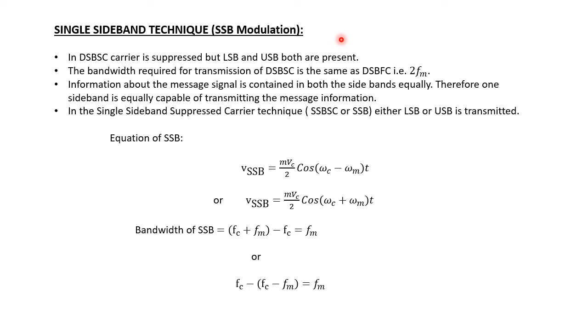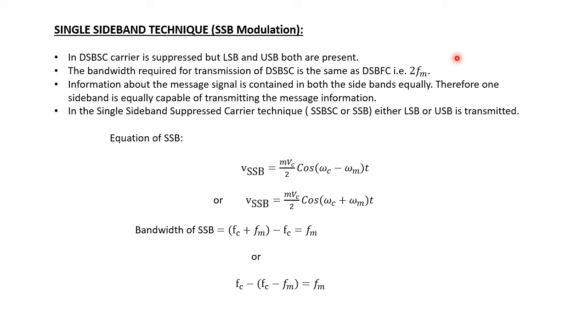Until now we have studied amplitude modulation, that is double sideband and full carrier, and after that we studied double sideband and suppressed carrier, that is DSBSC. Now we will study the improved version of amplitude modulation, single sideband technique or SSB modulation. We know that in DSBSC the carrier is suppressed, but LSB and USB both sidebands are present.